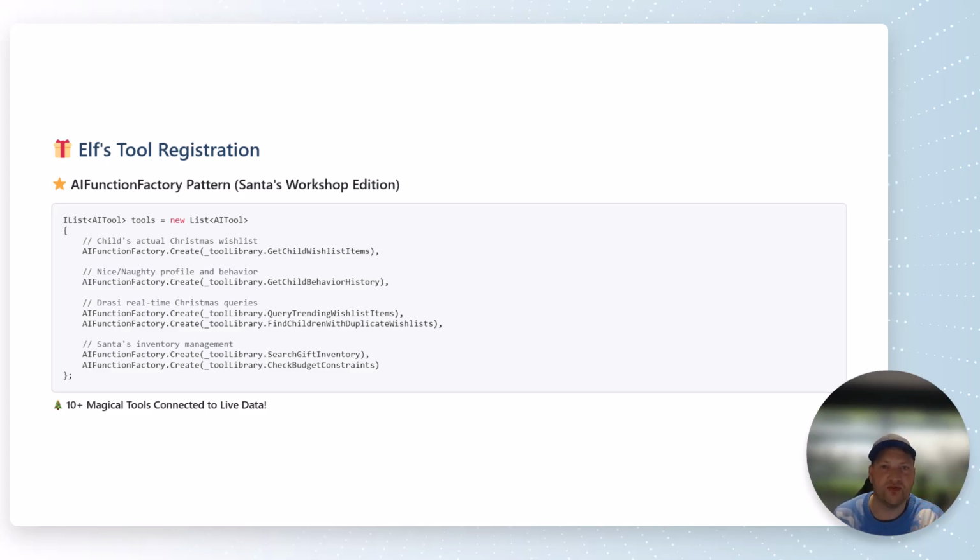Then we had our other tools like from Drasi, so they were the real-time data. So just an example is it hits the Drasi continuous query for the trending items for the last 1 hour, and it returns the items in the last 60 minutes. Things like Lego Star Wars requested 45 times, find children with duplicate wish lists. So these were a couple of different tools.